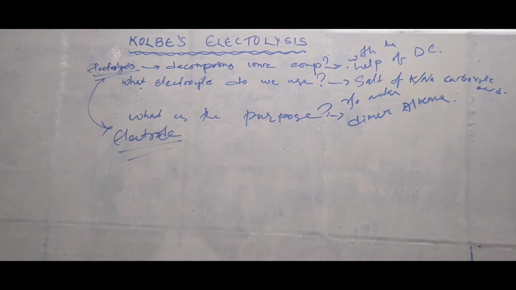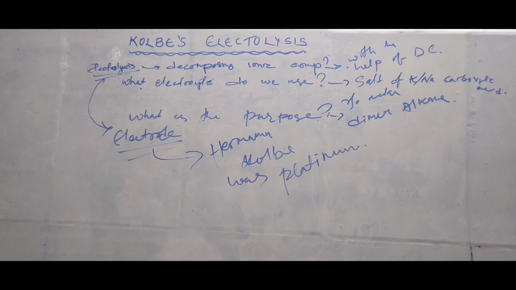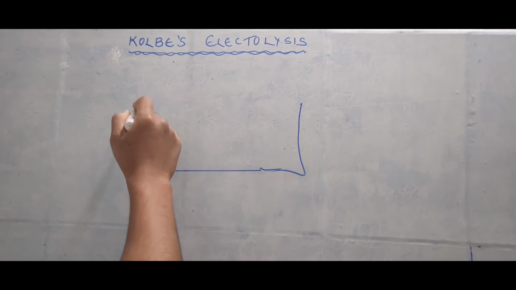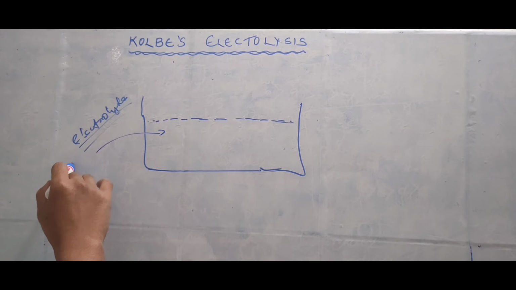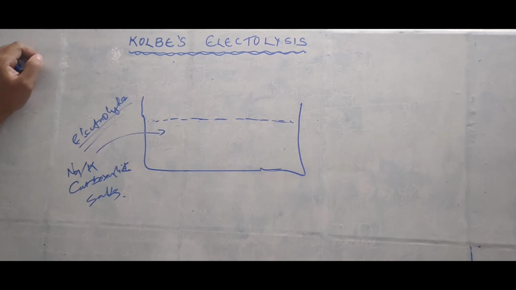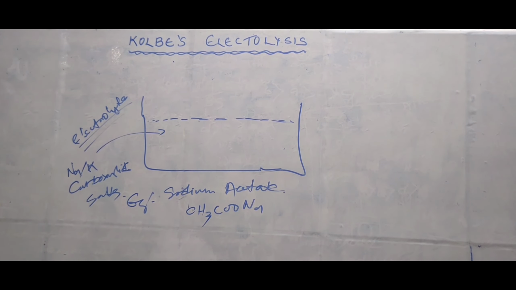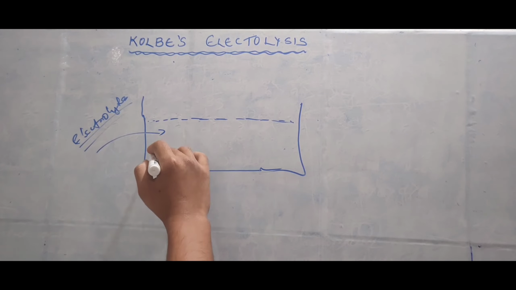The electrolyte that we use is basically a salt of a carboxylic acid with sodium or potassium. Sir Hermann Kolbe originally used platinum electrodes, but we can use any kind of electrode. In many textbooks you might have found that the electrolyte is sodium acetate, but it is not necessary to take only sodium acetate. Sodium acetate is CH3COONa. You can take other carboxylic acid salts of Na+ and K+.